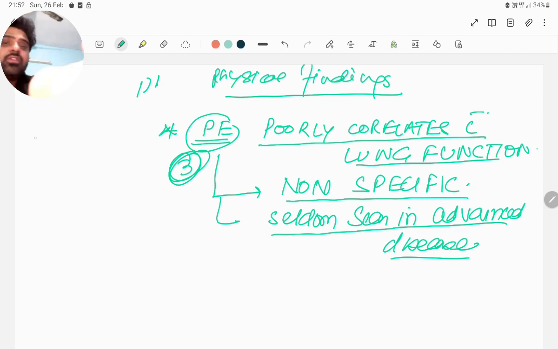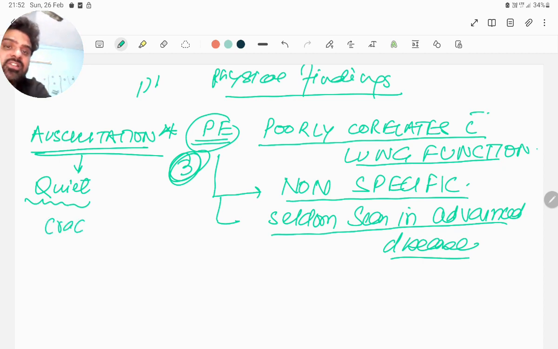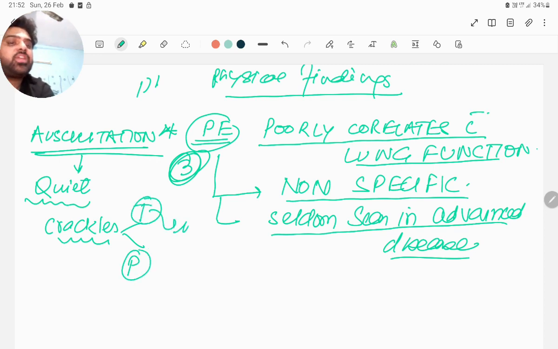Now coming to one of the important things, that is auscultation. A lot of our professors in our MBBS days used to ask about auscultation. So generally on auscultation, it is quiet. You will not hear anything. If you hear crackles, then they can be permanent or temporary. Temporary crackles can be because of infection, and once the infection is cured, they are gone. But if the crackles are permanent, then we should think of bronchiectasis.